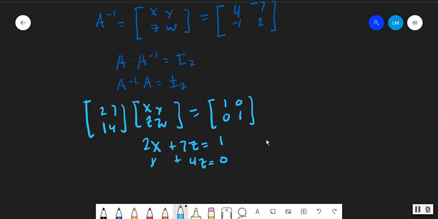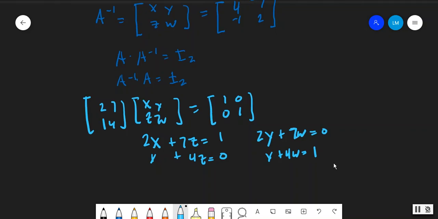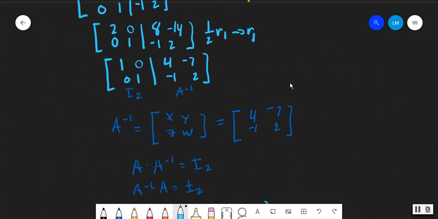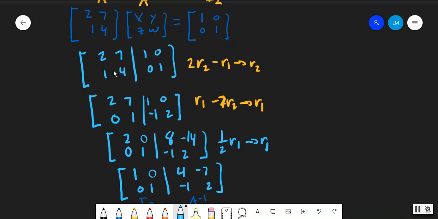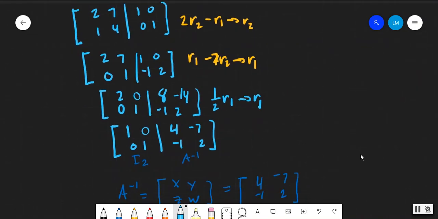But if we do the same thing, we have 2y plus 7w is equal to 0, and then you have y plus 4w is equal to 1. So it's like we're solving for two systems of equations. That's why we needed to augment this matrix to this matrix right here, and this matrix to this matrix right here. So it's a lot easier to just augment it to the matrix I2.